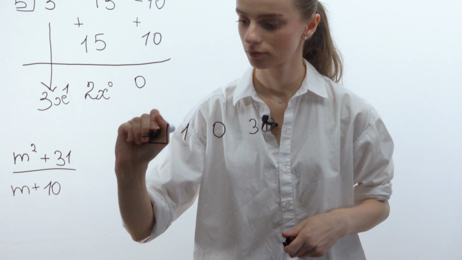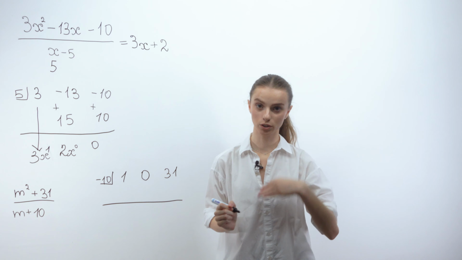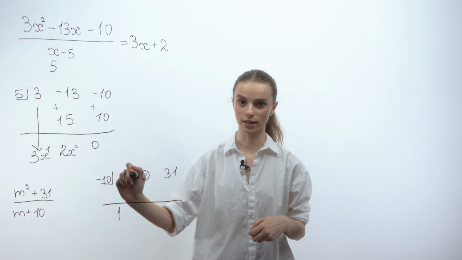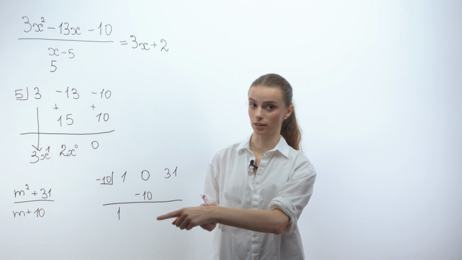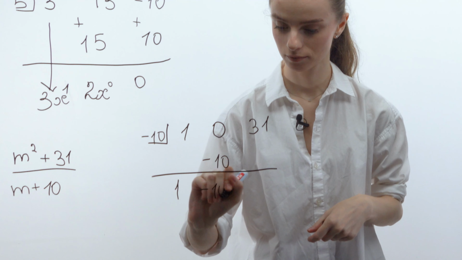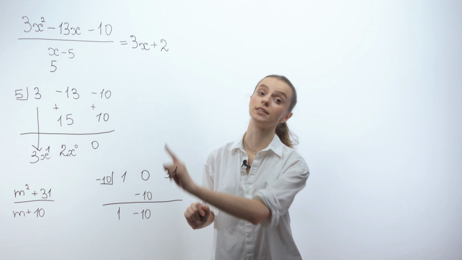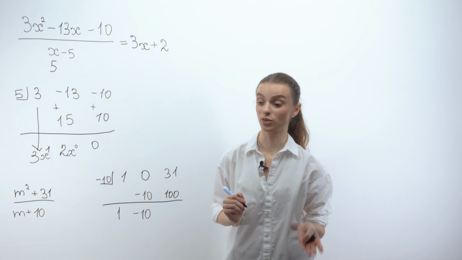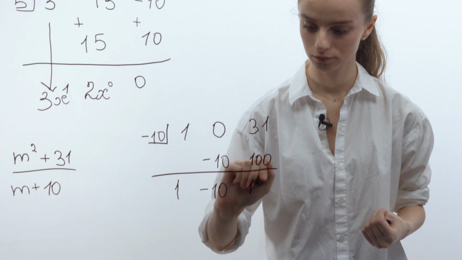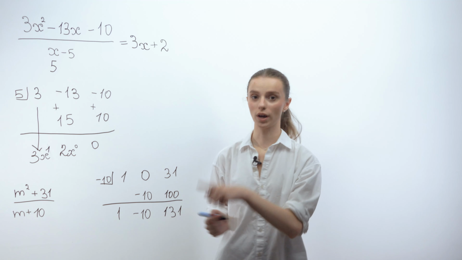Now, what number is going to make my denominator 0? It's going to be negative 10, so I'm dividing by negative 10. I'm going to bring down 1. 1 times negative 10 is negative 10. So 0 plus negative 10 is going to be still negative 10. And we have negative 10 times negative 10 is going to be 100. And what do we have? We have 31 plus 100, so it will be 131.